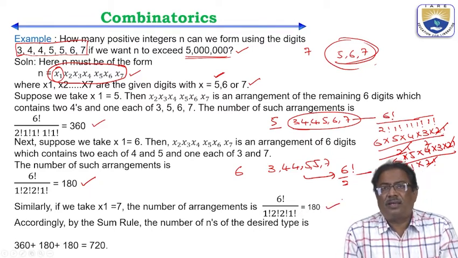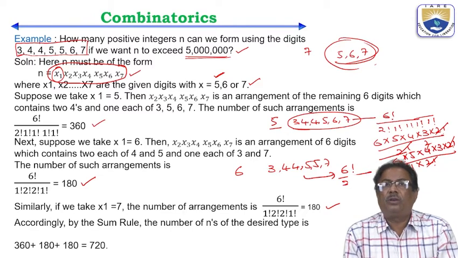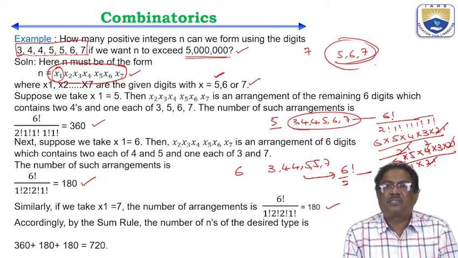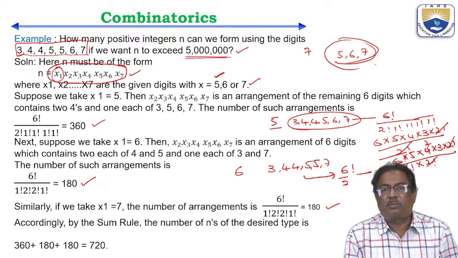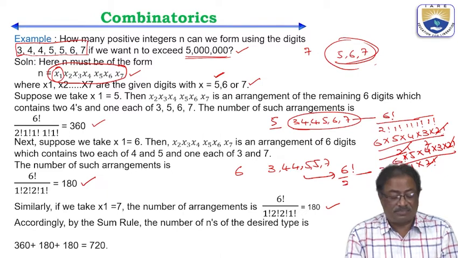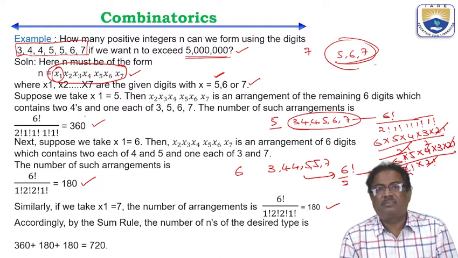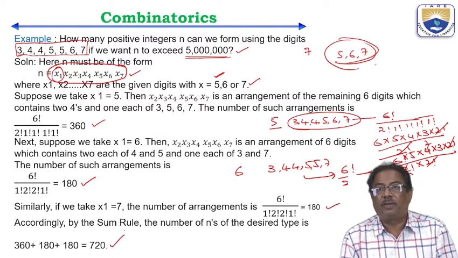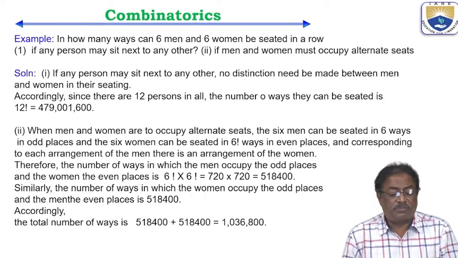So now, if I start with x1 as 5, what are the possible numbers? If I start with 6, what are the possible numbers? If I start with 7, what are the possible numbers? Now the total number is nothing but just adding these 3. So 360 plus 180 plus 180, so it will become 720. So in this way, we are going to find this.